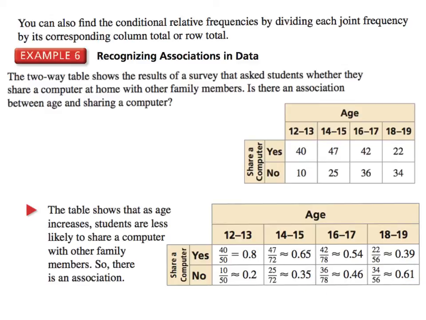So look at what it says. Sharing a computer. We start off with 80% of 12 to 13-year-olds sharing a computer. We end at 39%. No, we start at 20% and we end up with no at 61%. So is there a relationship? Yeah, absolutely. The table shows that as age increases, students are less likely to share a computer with other family members. So there is an association.